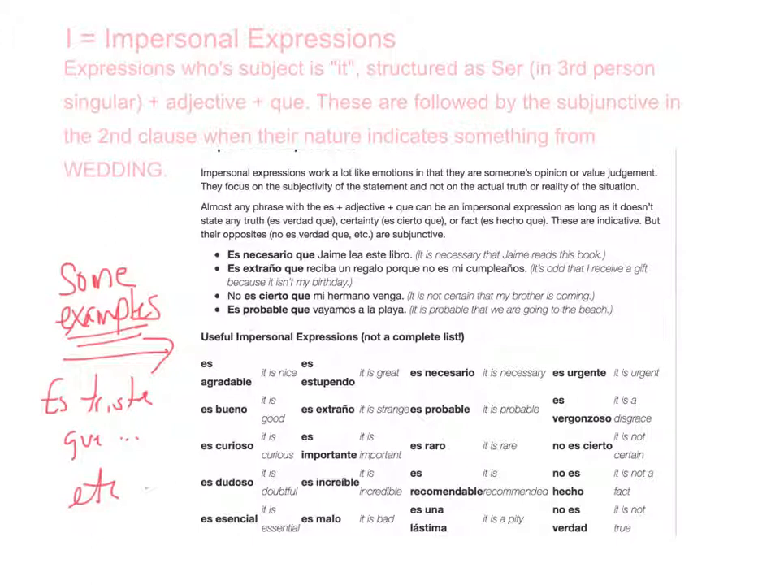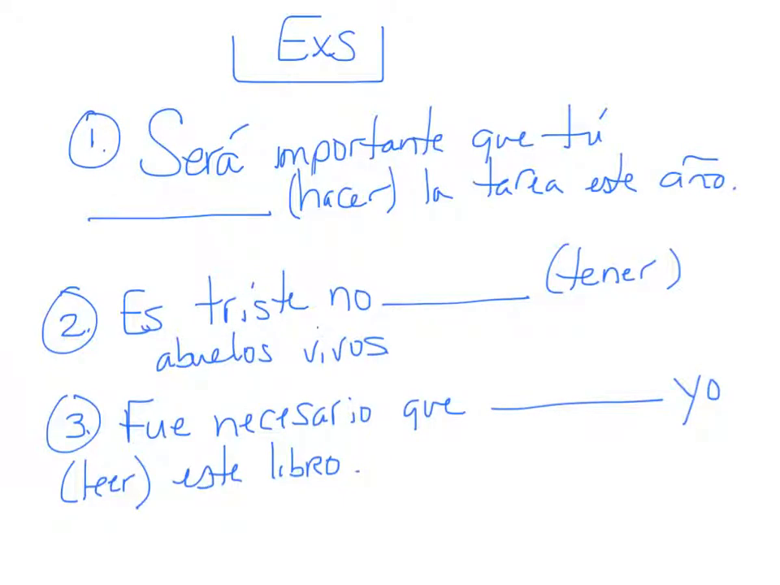These are just some examples of impersonal expressions. There are obviously a lot more, but es agradable, es bueno, es curioso, es dudoso, es esencial, so on and so forth, es triste que, etc. So, ser plus an adjective plus K, where ser is conjugated in the third person singular, where the subject is it. As long as the nature of the impersonal expression indicates something from wedding, you will use the subjunctive subsequently. These are some more examples for you to try from the I group, so try them, hit pause, and then check your answers.